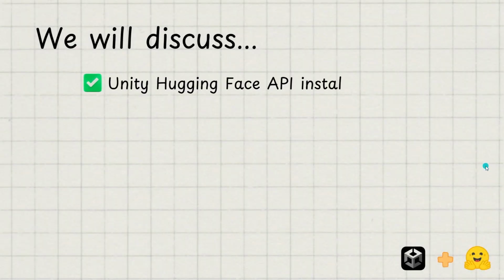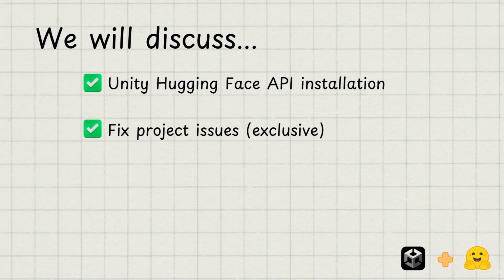Okay, so let's see what we will discuss in this video. The first thing would be the installation of the Hugging Face Unity API. The next thing, there are two major issues which come with this project, and nowhere would you find a solution for this. These are the solutions which I have found out by experimenting with the API and the project. So yeah, it's exclusive content, so watch out for that. We would fix those issues.